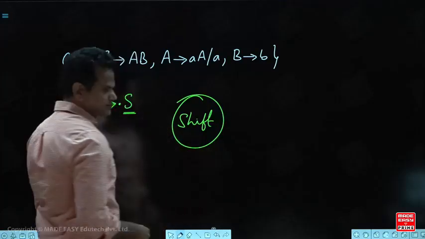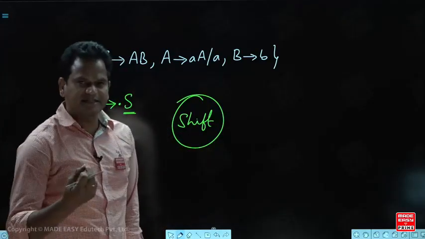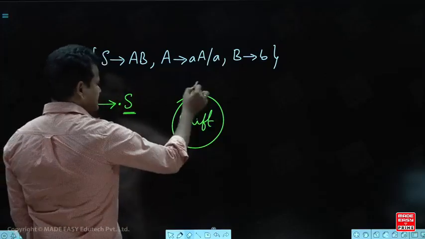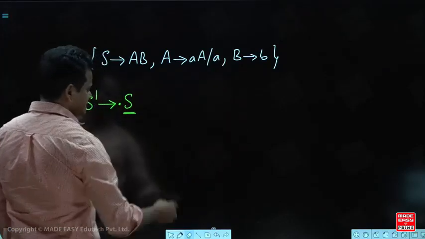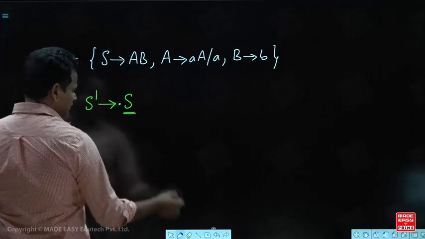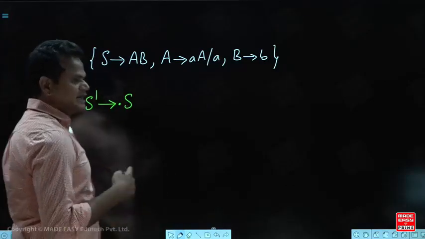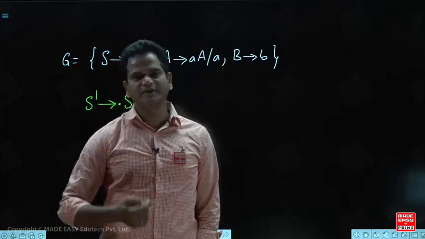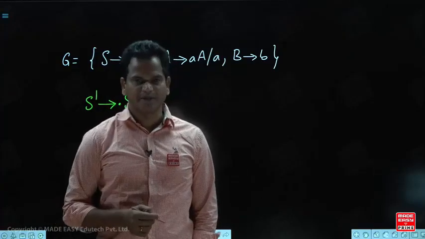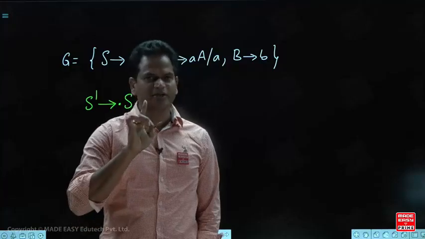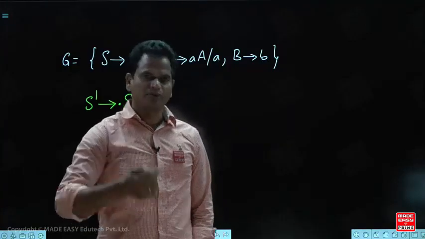Shift symbol means the symbol which is immediately after the dot. If the shift symbol is a non-terminal, and of course S is a non-terminal, every non-terminal will definitely have a minimum of one production, or maybe more than one.